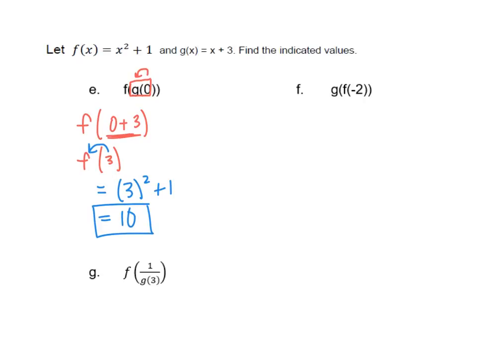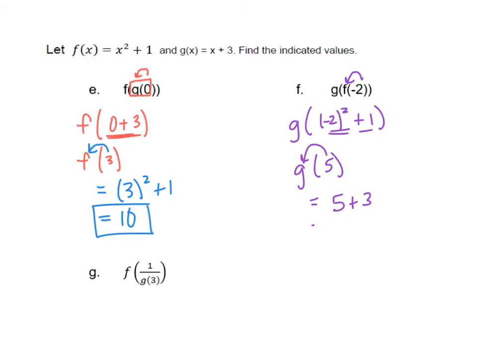Alright, next one we have g of f of negative 2. So take that negative 2, plug it into the f function. So g of, we have negative 2 squared plus 1. Negative 2 squared is 4. 4 plus 1 is 5, so we have g of 5. Now we take the 5 and plug it into the g function. Our g function is x plus 3, so we're going to do 5 plus 3, and we get 8.